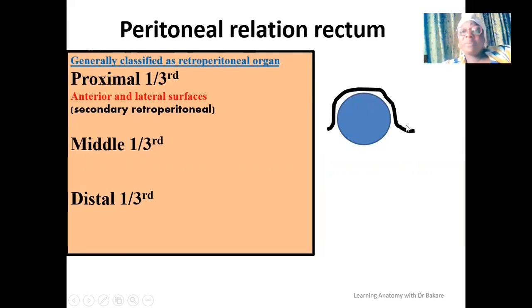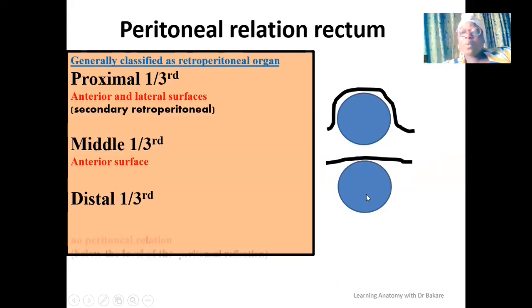A specific form of retroperitoneal presentation in the middle third is a different scenario. The peritoneum is seen to line just the anterior surface. And let's say this is the wall of the rectum, also highlighted in blue. So you see the peritoneum running through the anterior surface at this region.